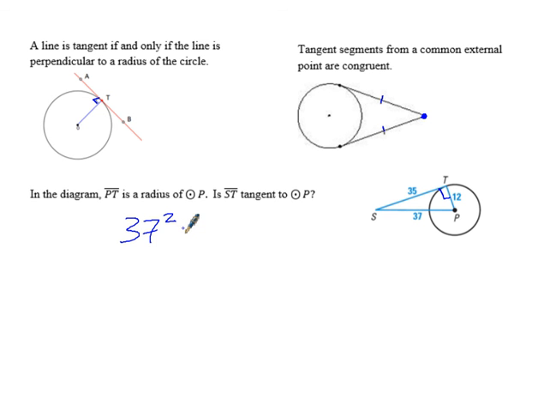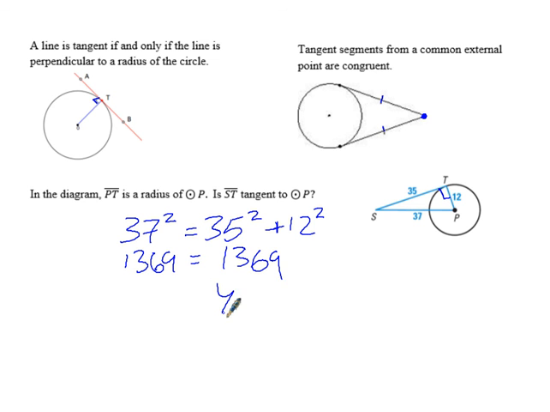Well, one way I can do that is by checking Pythagorean theorem. So you may recall back from unit 8, I believe, how to check to see if something is a right triangle. You just check Pythagorean theorem, and if these two equal each other, I can comfortably say it's a right angle. So this ends up being 1,369. This also ends up being 1,369. So yes, I can say that ST is tangent to circle P.